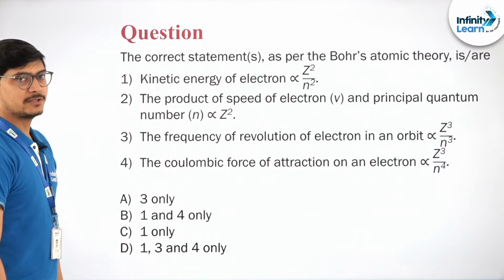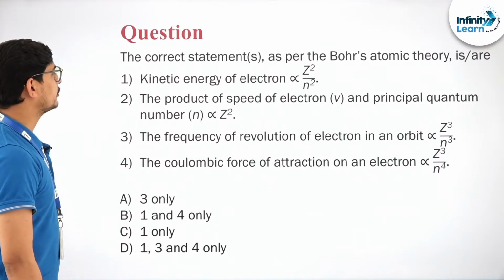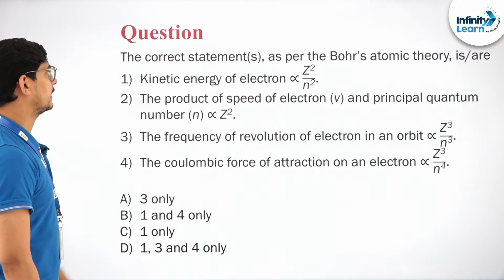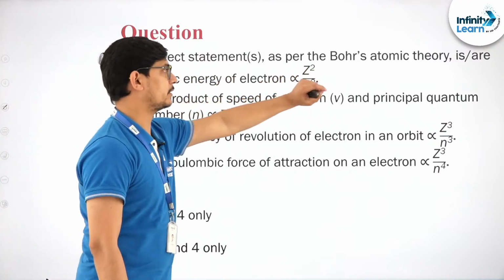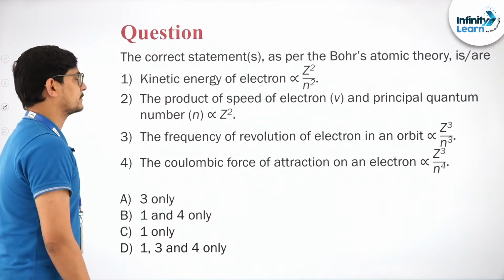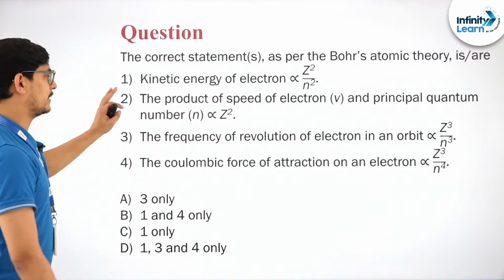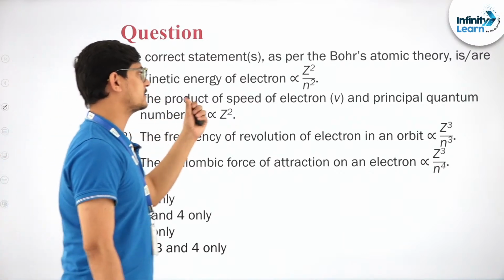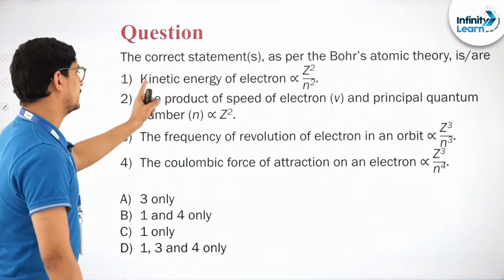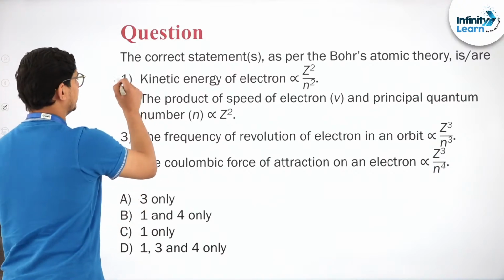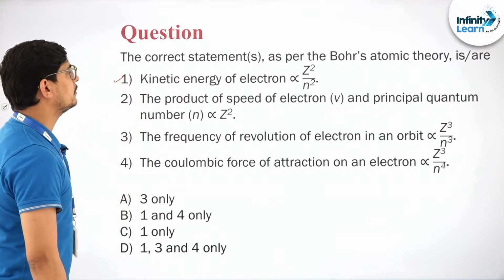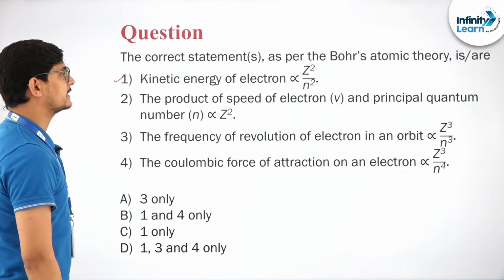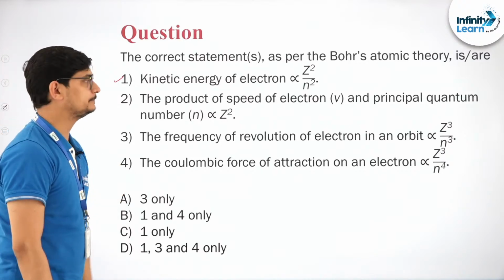This was there in JEE 2021. You have to again find out the correct statement as per Bohr's atomic theory from this list. Now this is a good question because with the help of this question alone you can revise most of the points of Bohr's theory. So let's first take this statement: kinetic energy of electron is proportional to z squared by n squared, right?